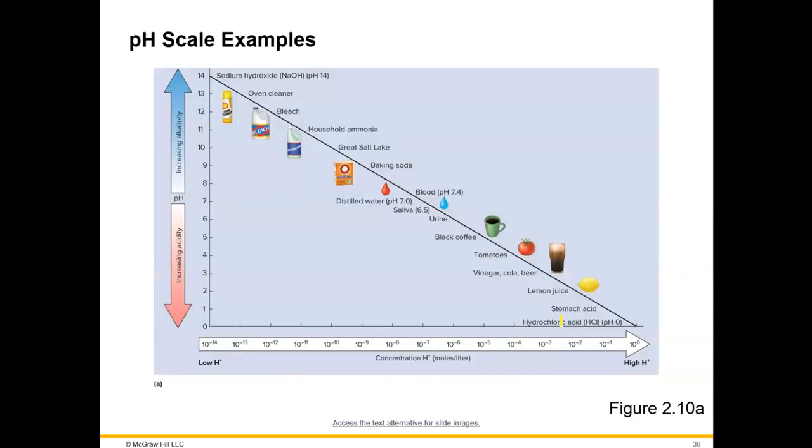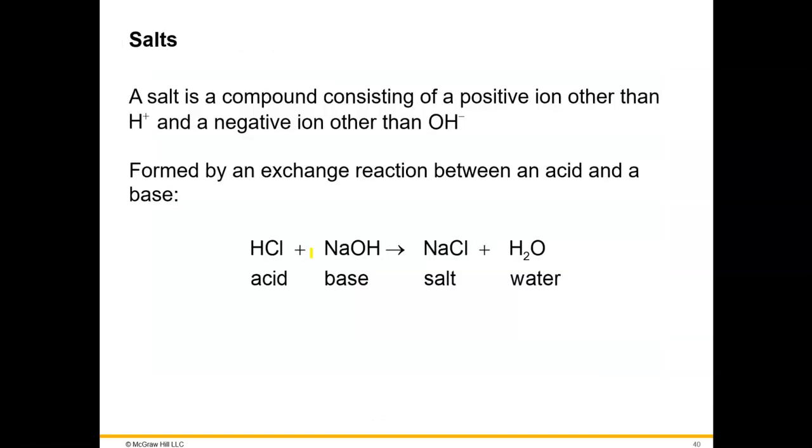This is an example of some common substances and their pH levels. You can see stomach acid has a very low pH, but a very high concentration of hydrogen. Coffee is acidic, urine is acidic, but not as acidic as stomach acid. Blood is slightly basic. Distilled water is neutral. And then you have some other basic substances, starting with baking soda, and mostly types of cleaners, or bases.